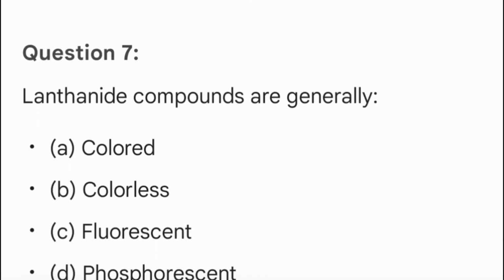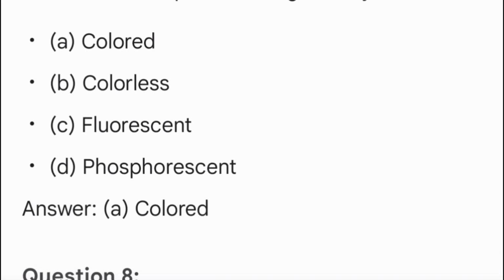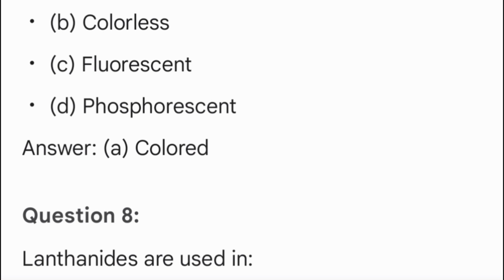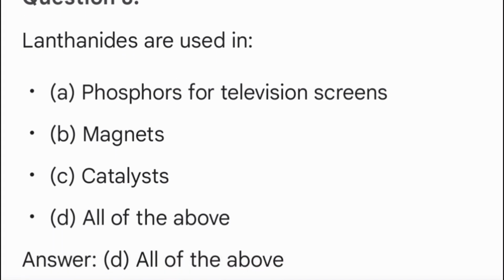A. Colored, B. Colorless, C. Fluorescent, D. Phosphorescent. Answer A. Colored. Question 8. Lanthanides are used in A. Phosphors for television screens, B. Magnets, C. Catalysts, D. All of the above. Answer D. All of the above.